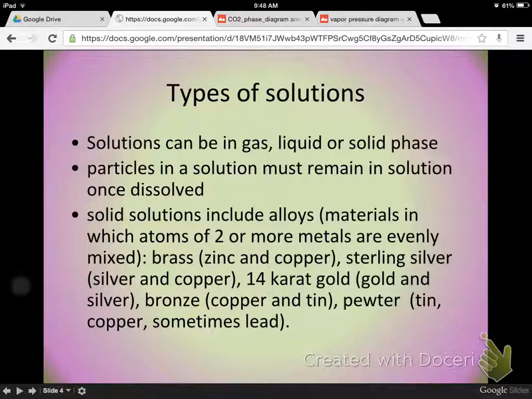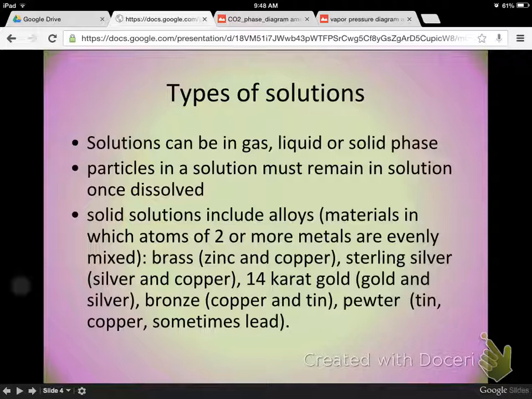If you are wearing jewelry right now, it is probably a solution of solids. Most jewelry is not a pure metal. Gold is rated by its carats. The higher the number, the higher the percentage of actual gold. The lower the number, the lower the percentage of actual gold. So 24 karat gold is nearly pure gold. It's very soft. Gold's too soft to wear well as a metal, so we tend to put other metals that are a little bit harder into it, like 18 karat gold has some other metals in it.